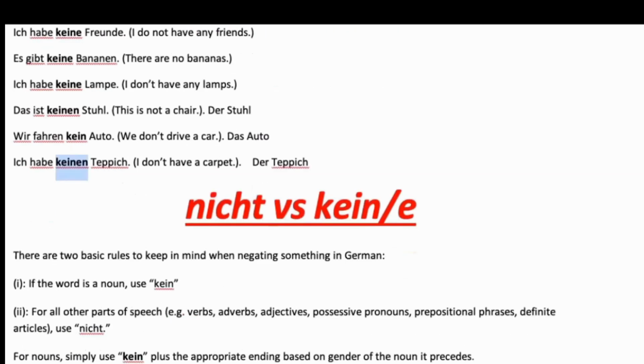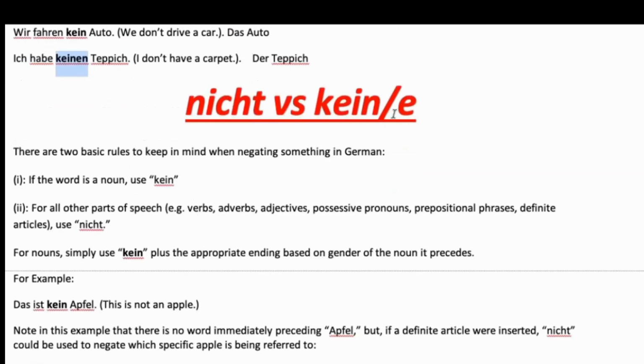Okay. So nicht versus kein or keine. There are two basic rules that you can keep in mind when negating something in German. If the word is a noun, you have to use kein because before a noun we write articles. So this is an article and a negative article, except human nouns. Any noun, for example, Robert, Akash, Kale, Mari, Anna. These are all human nouns. We can't use kein there. We have to use nicht. Otherwise, with all other nouns we use kein or keine.